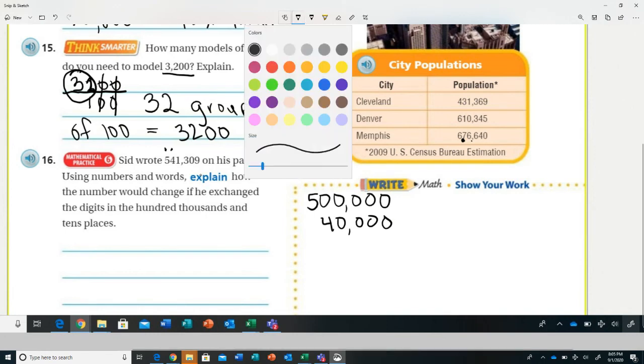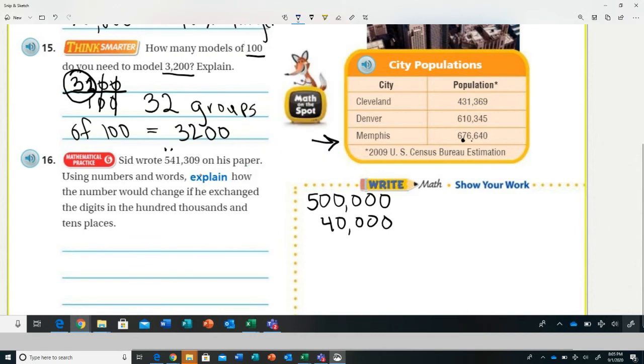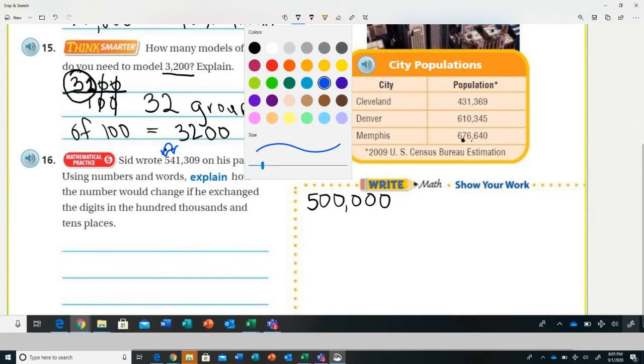I'm going to switch colors. If I switched these two, I would then have 400,000, as the 4 would now be in the 100,000 place, and the 5 would be in the 50,000 place. Did I do that wrong? I probably did. I did the 10th place. Okay. Well, the 500,000 was still right. I think you're still going to catch on to this. But that's why you should read your question more than once.